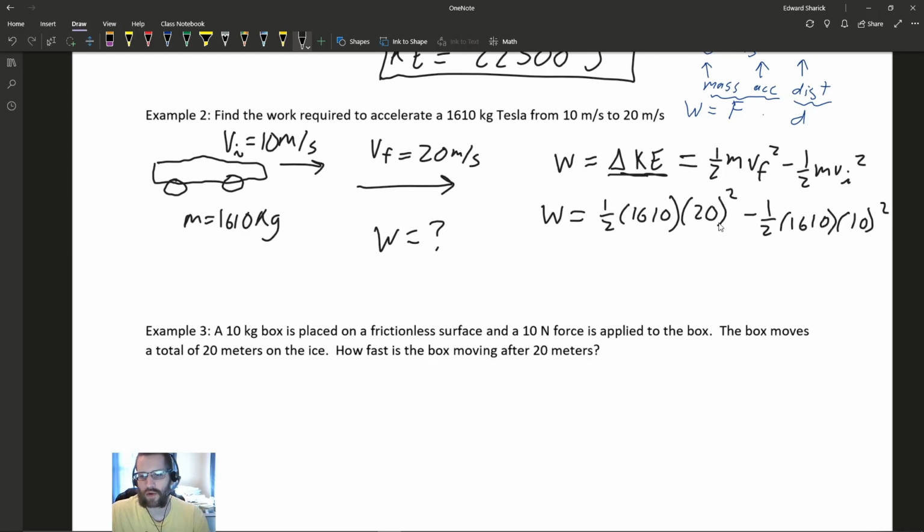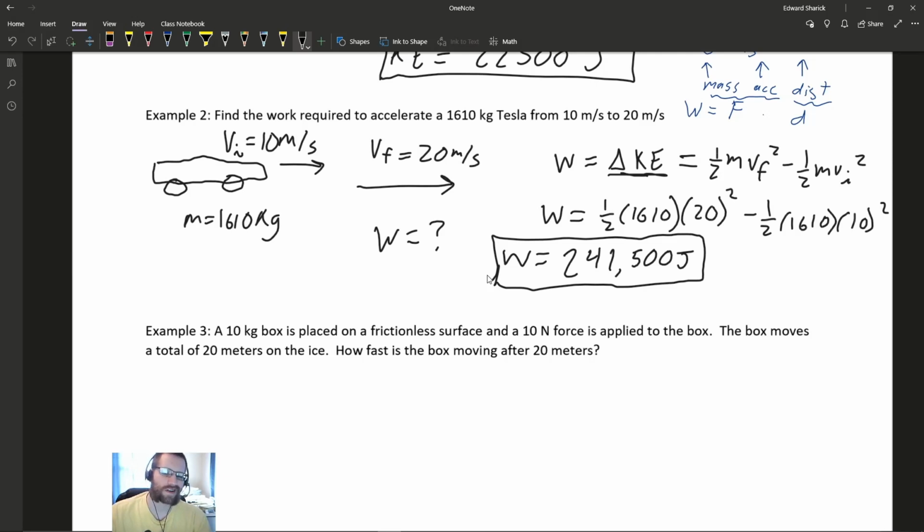Now you could keep the 1/2 m outside and just do v final squared minus v initial squared first, then multiply it through, or you can do it in two terms like this. It's typically just written like this because it's final minus initial, so you can see each kinetic energy component by itself, but you certainly don't have to write it that way. So plugging all this in, you get a final work value of 241,500 joules of work that was done in order to double the velocity of our car.